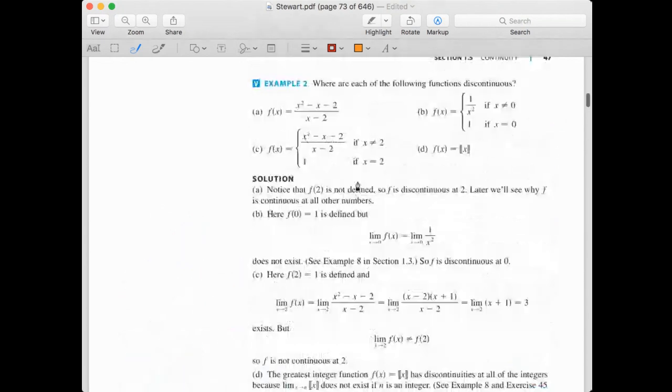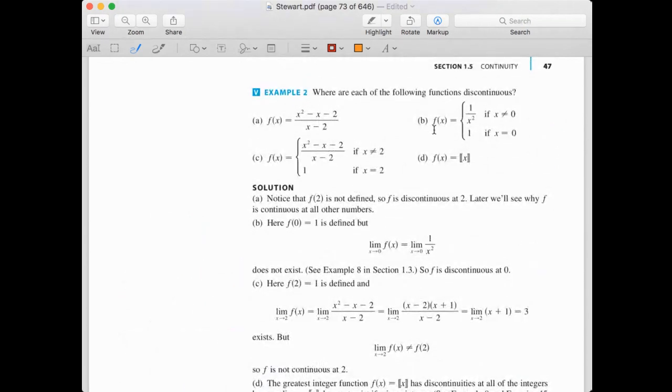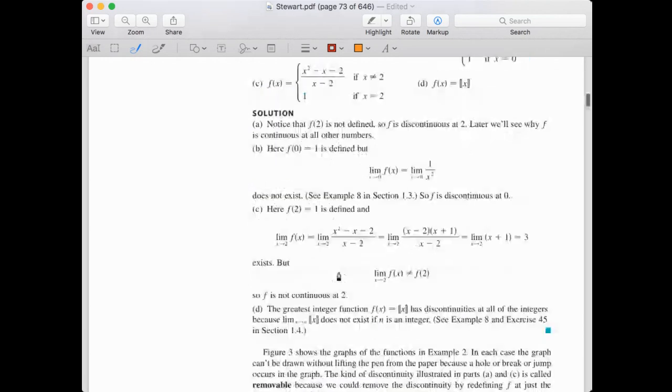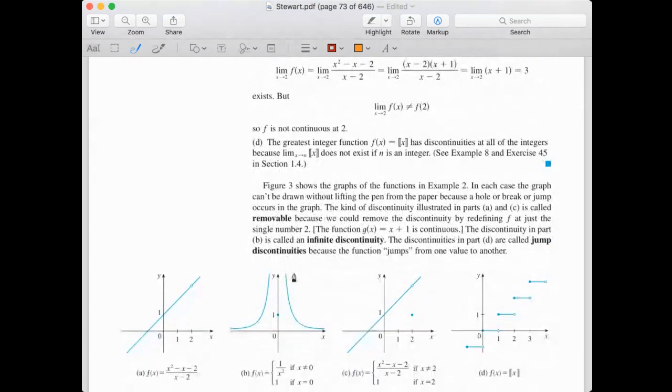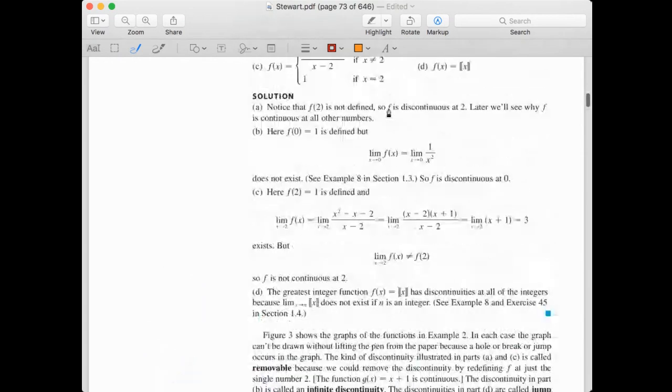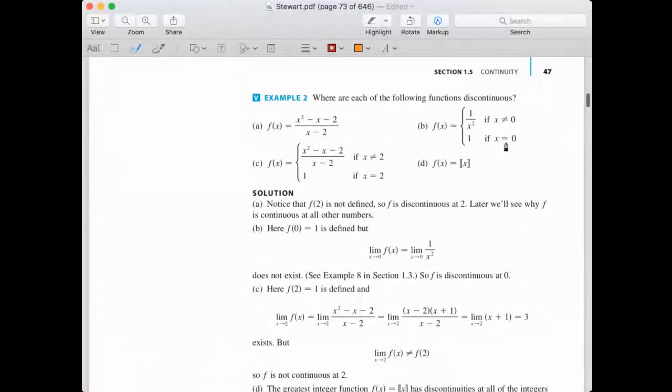And the second one, b, is defined as a piecewise function. When x is not equal to 0, it's defined as 1 over x squared. You can see it's this, right? 1 over x is in the first quadrant and third quadrant. 1 over x squared flips the third quadrant to the second quadrant because every y value is positive. But then it says, if x equals 0, we define f of 0 to be 1.